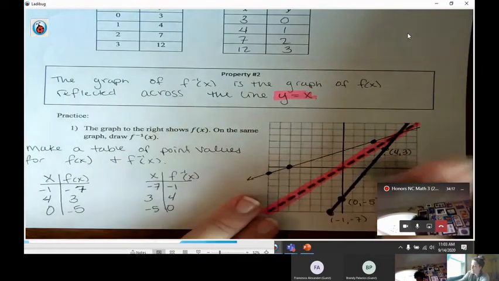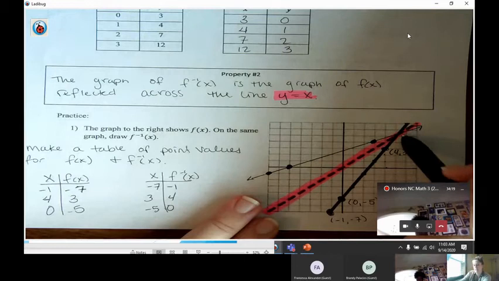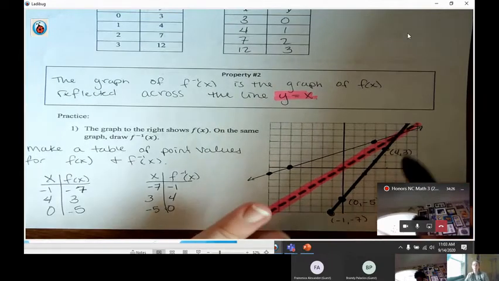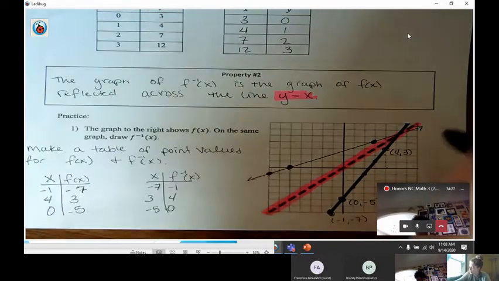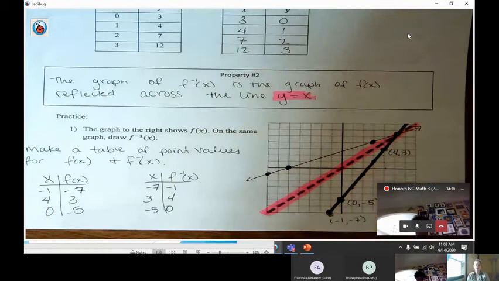Fun fact, if your original crosses the line y equals x, your inverse will also cross the line y equals x at that same point. So all 3 will share that 1 point.